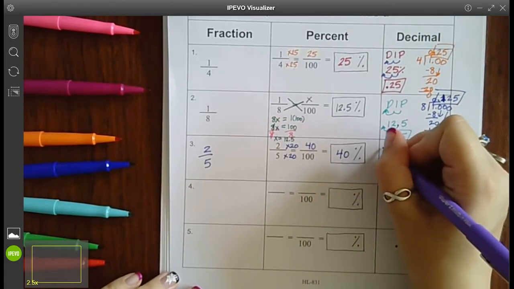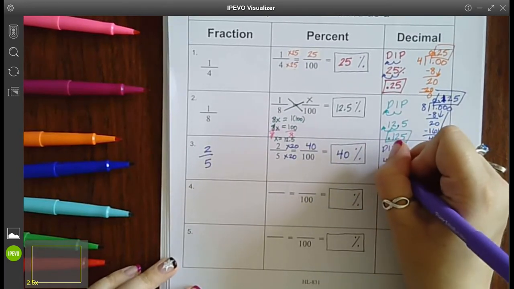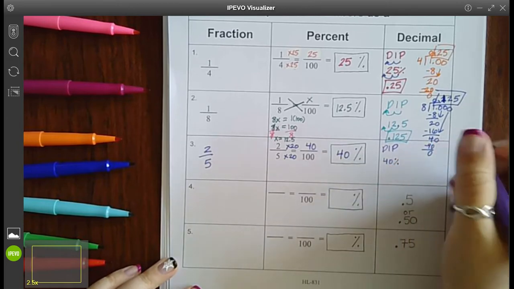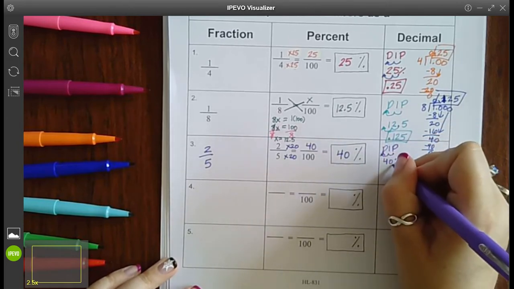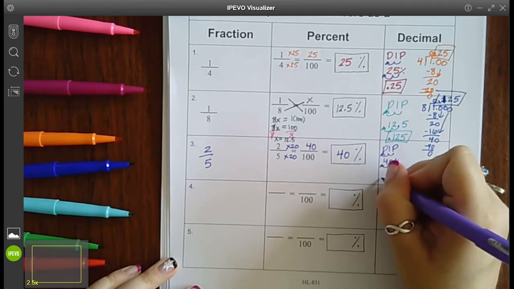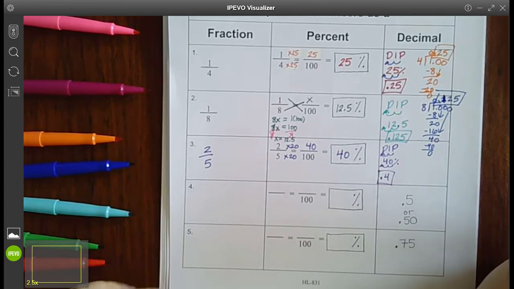And then again, if I follow my dip, I'm starting at 40%, right? So if I'm going from a percent to a decimal, I move 2 to the left. So move it 1, 2 places to the left, and I get 0.40 or 0.4. 0.40 is the same thing as 0.4.